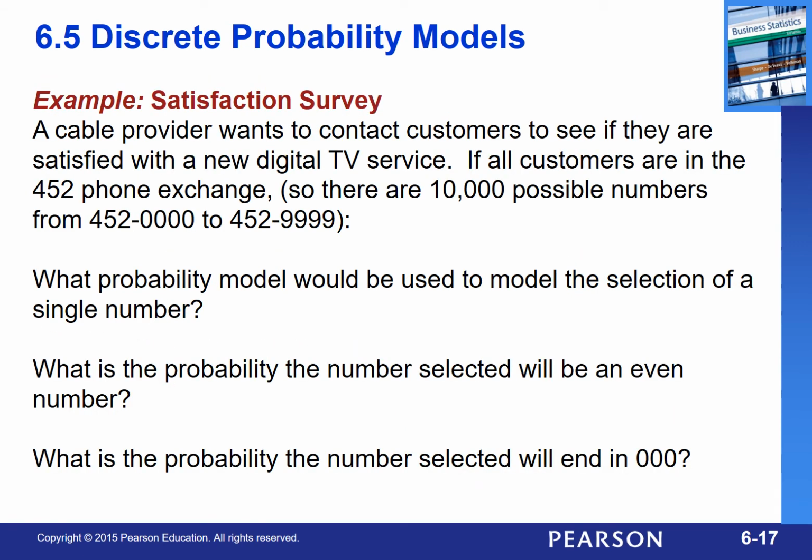So let's look at a customer satisfaction survey. A cable provider wants to contact their customers to see if they're satisfied with their new digital TV service. If all customers are in the 452 phone exchange, this is just so hard to read, I'm sorry. There are 10,000 possible numbers from 452-0000 to 452-9999.